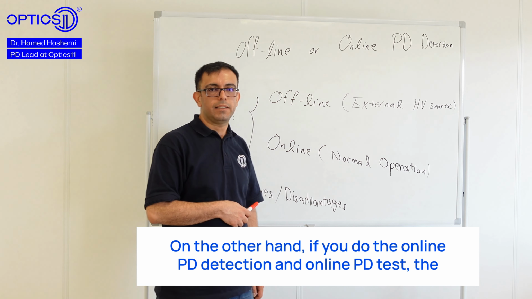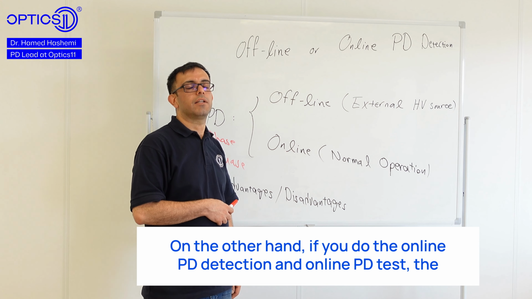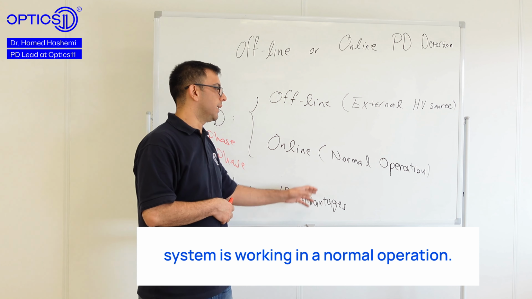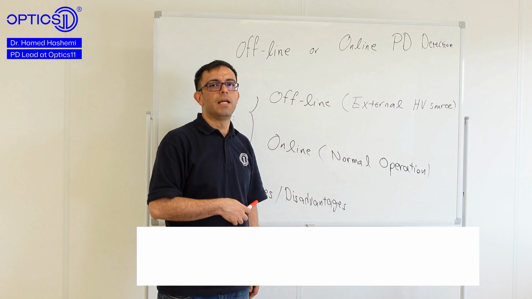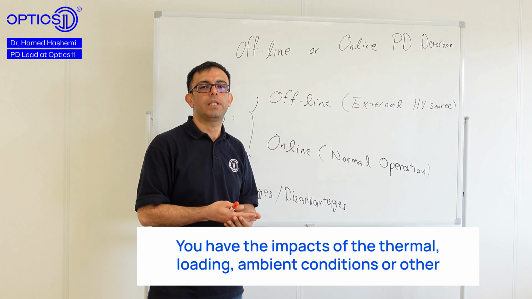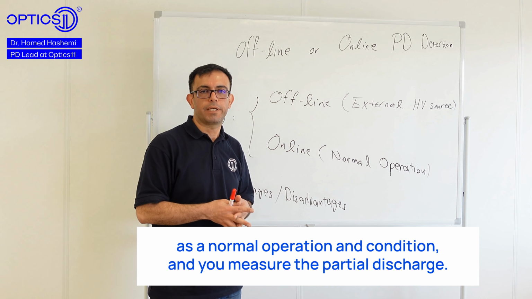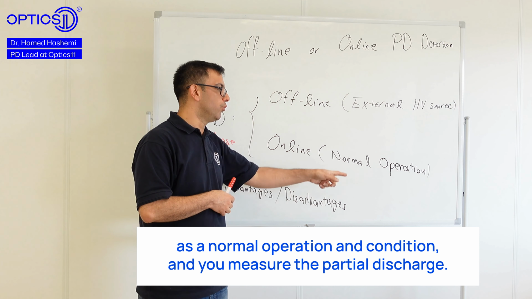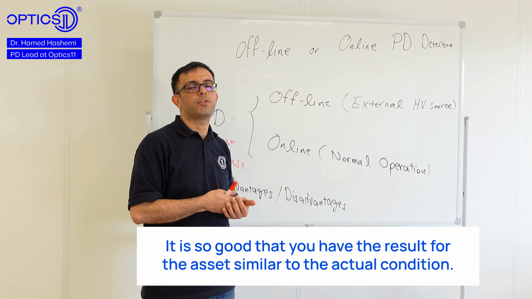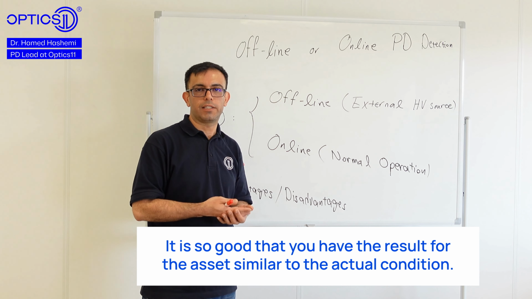On the other hand, if you do the online PD detection and online PD test, the system is working in normal operation. You have the impacts of thermal, loading, ambient conditions or others as in normal operating conditions, and you measure the partial discharge. It is good that you have the result for the asset similar to the actual condition.